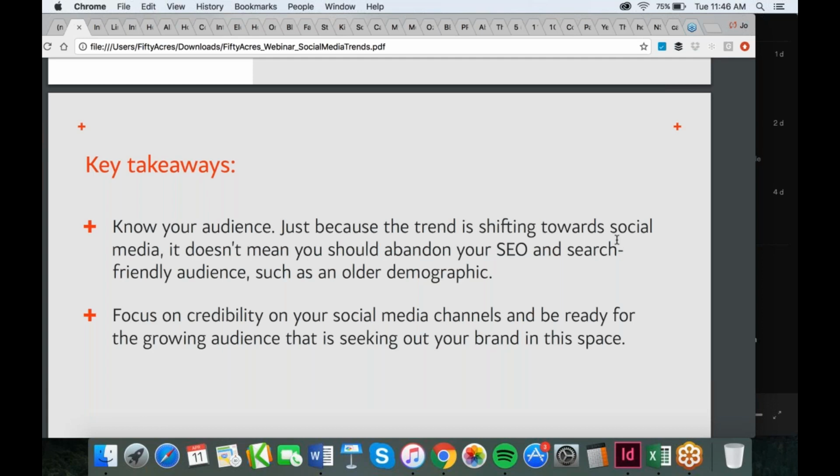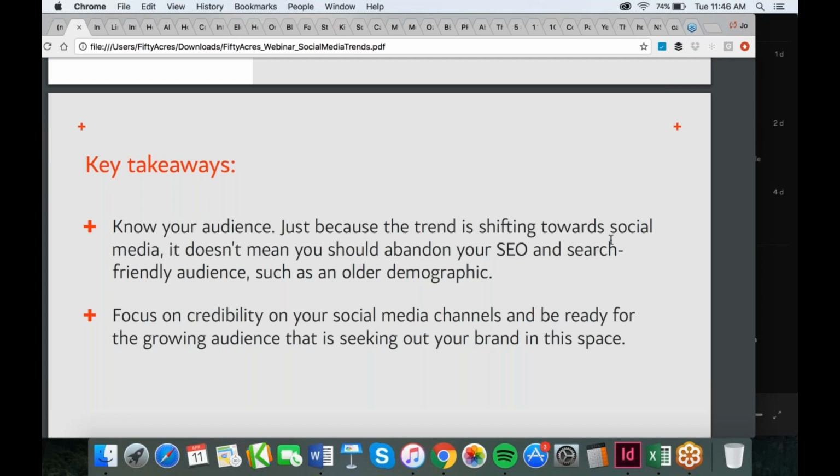It might be people under 18. It might be mums between the ages of 18 and 45. They could be in dispersed locations. They could be relying on Google searches. They could be relying on using Instagram or Facebook or a myriad combination of all those things. So it's about making sure you understand your audience before you make these important decisions.